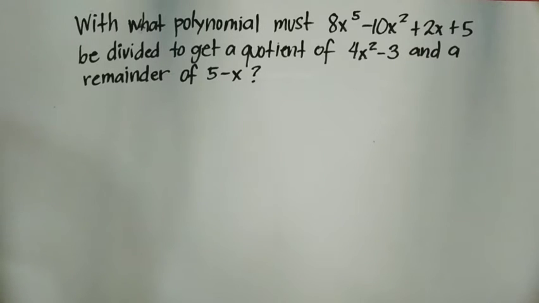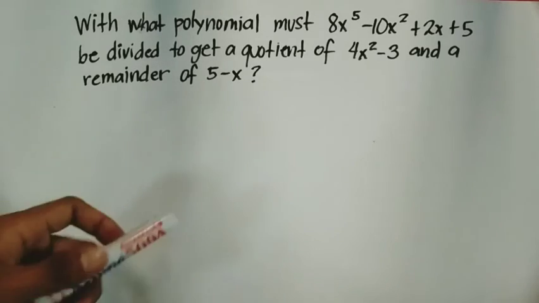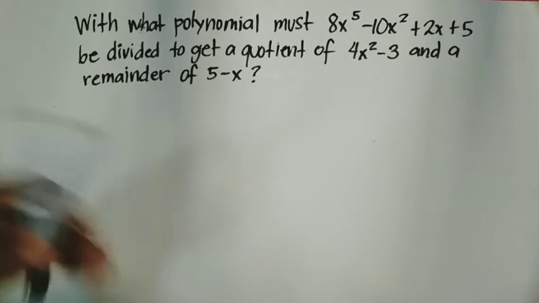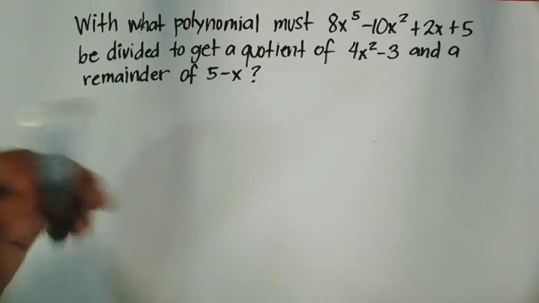Ayun guys, simula na tayo. With what polynomial must 8x to the 5th minus 10x squared plus 2x plus 5 be divided to get a quotient of 4x squared minus 3 and a remainder of 5 minus x?